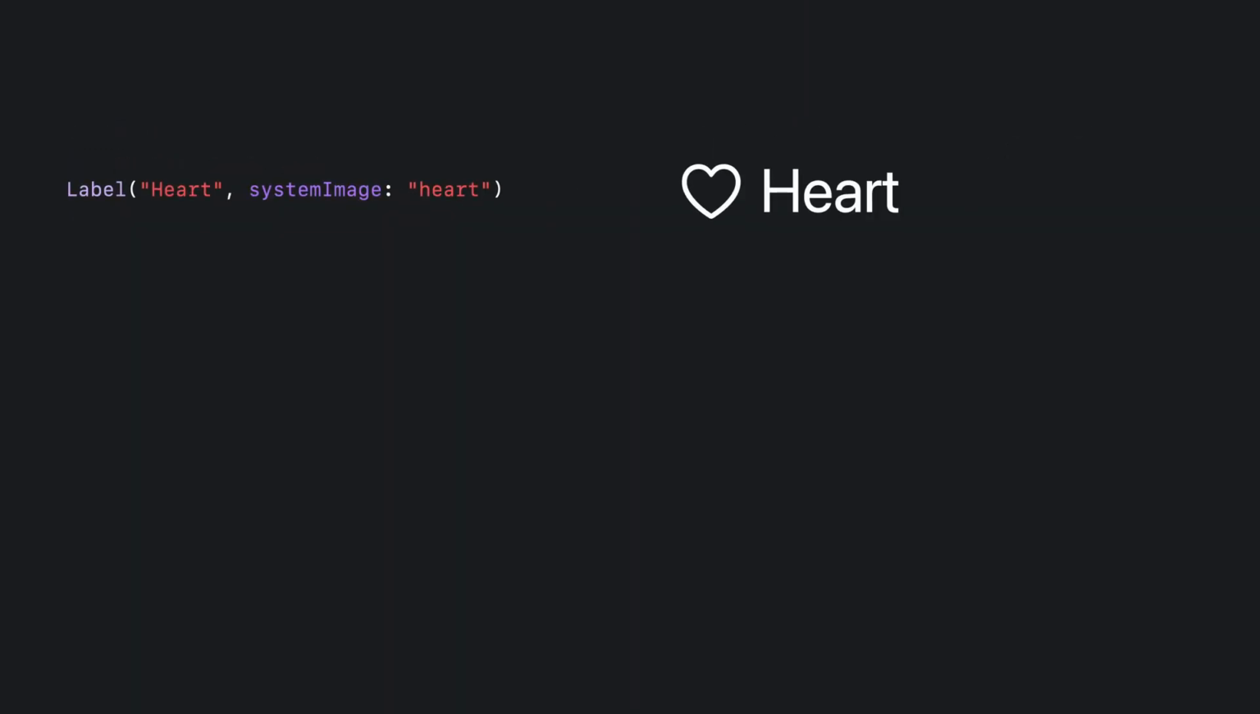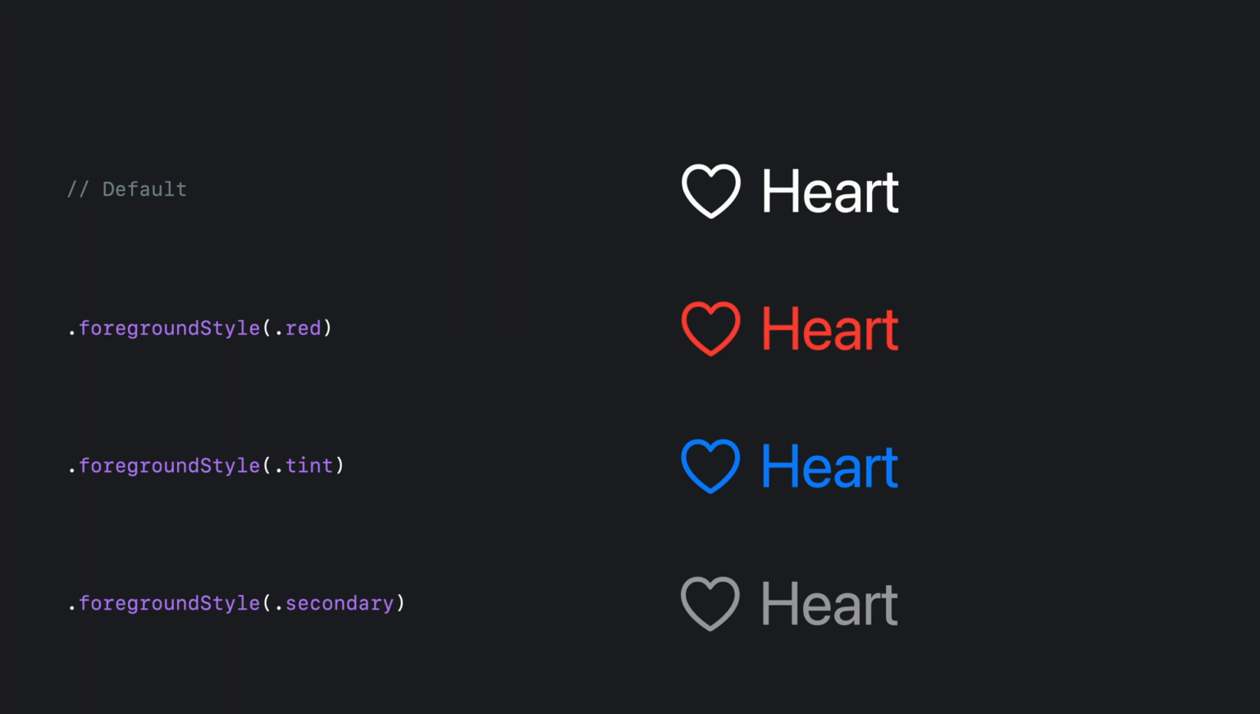Okay, let's go back to our label with the heart and look at some of the modifiers we can apply to symbols to customize them. Let's start by changing our symbol's color with the foreground style modifier. Text and symbols default to black or white in light mode or dark mode. You can set the foreground style to a specific color, like red, or to more semantic values, like the current tint or secondary style. We'll come back to foreground style again later to see some more advanced effects we can do with it.